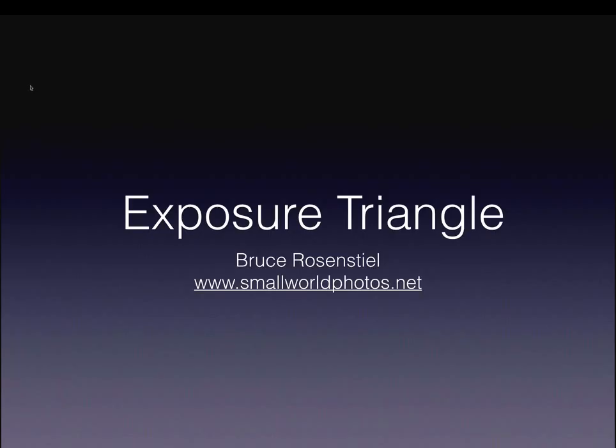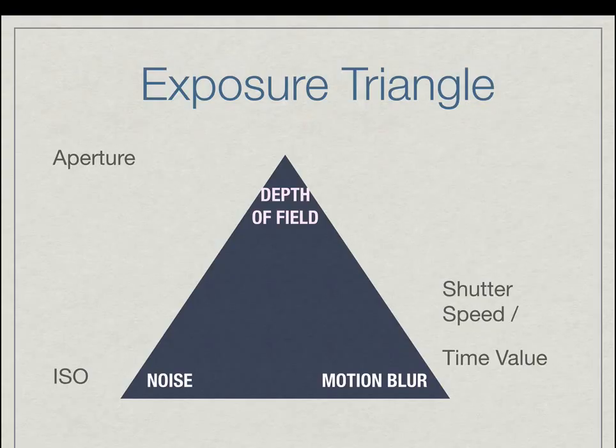The exposure triangle. So the exposure triangle is made up of the three elements of exposure: aperture, ISO, shutter speed, or time value. All exposures are comprised of these three elements, whether or not you're shooting in auto mode or in manual modes.